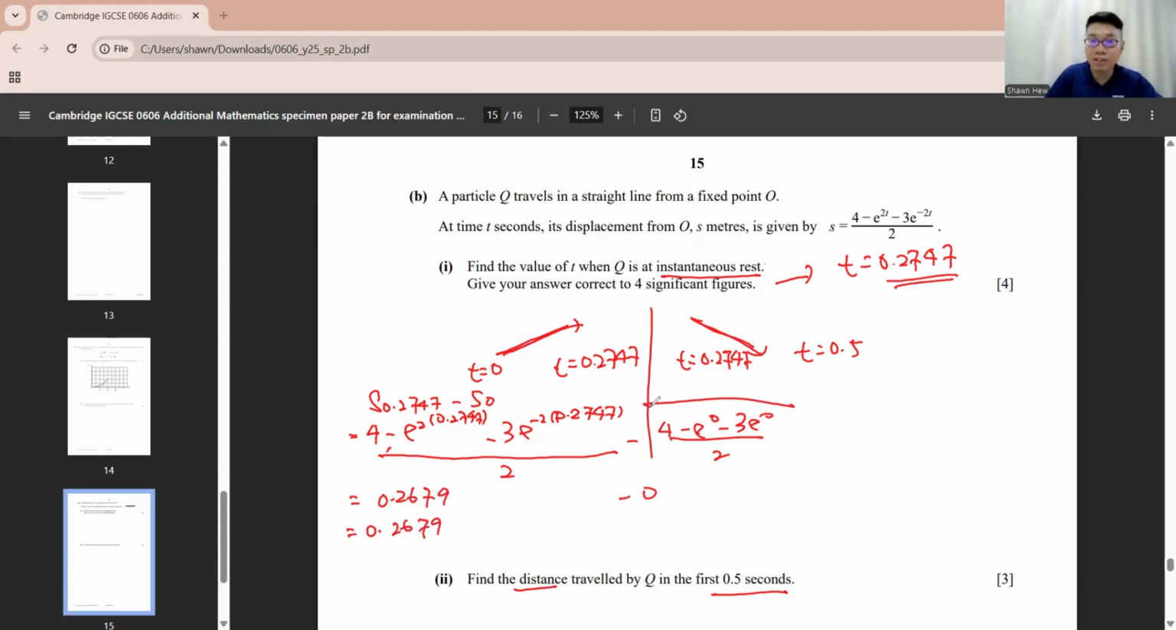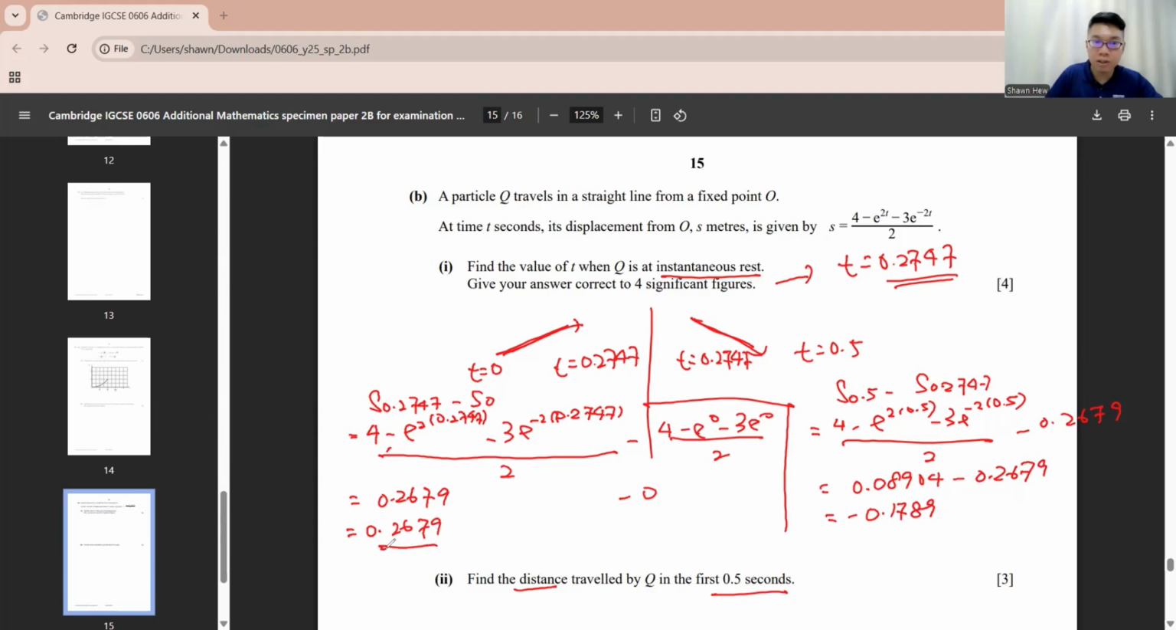0.2679 for the first direction. For the second direction, we use this minus this. The 0.2747 just now we already got, the answer is 0.2679. So this is the first direction distance. This is the second direction distance. So the total distance is just, we sum the magnitudes without caring about the sign. So the final answer is this.